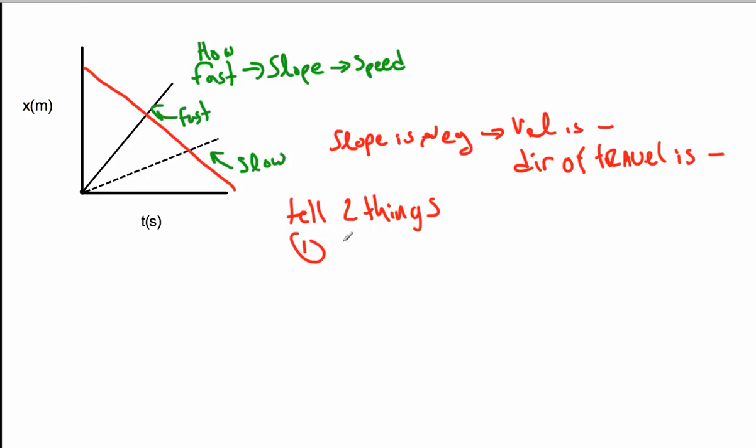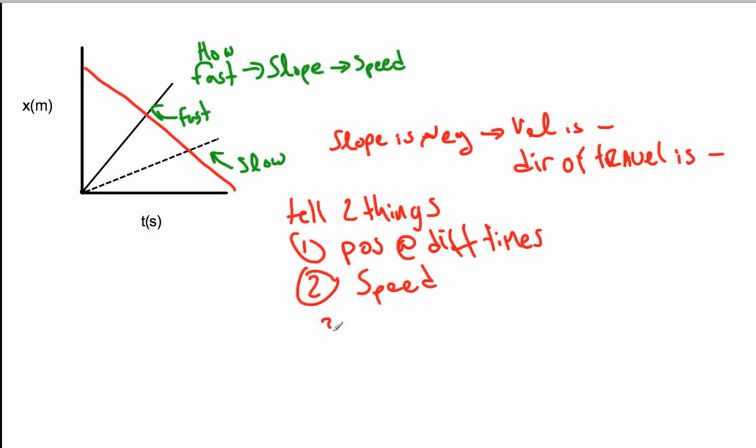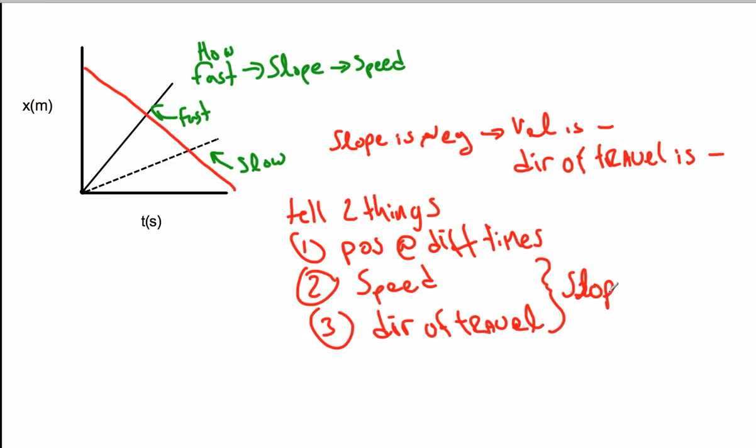So, from looking at a position time graph, we can tell two things, or maybe more than that. One, we can tell the position at different times. Two, we can tell the speed of the object. And three, we can tell the direction of travel. And these we can get by looking at the slope of the graph.